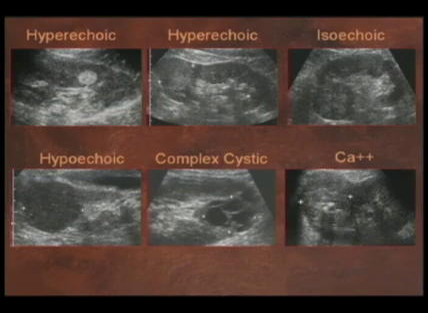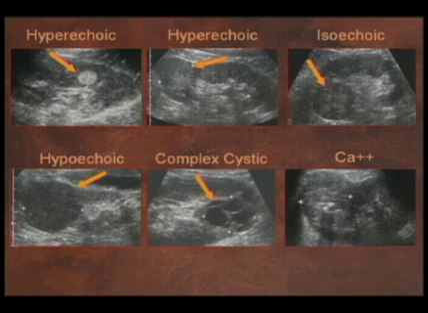And here's a collage of various renal cell cancers. A hyperechoic cancer here that looks very similar to an angiomyolipoma, and we'll discuss that in a minute. A hyperechoic lesion that's just slightly more echogenic than the renal cortex. An isoechoic lesion, a hypoechoic lesion, a complex cystic lesion, and then a lesion that contains some stippled internal calcification.